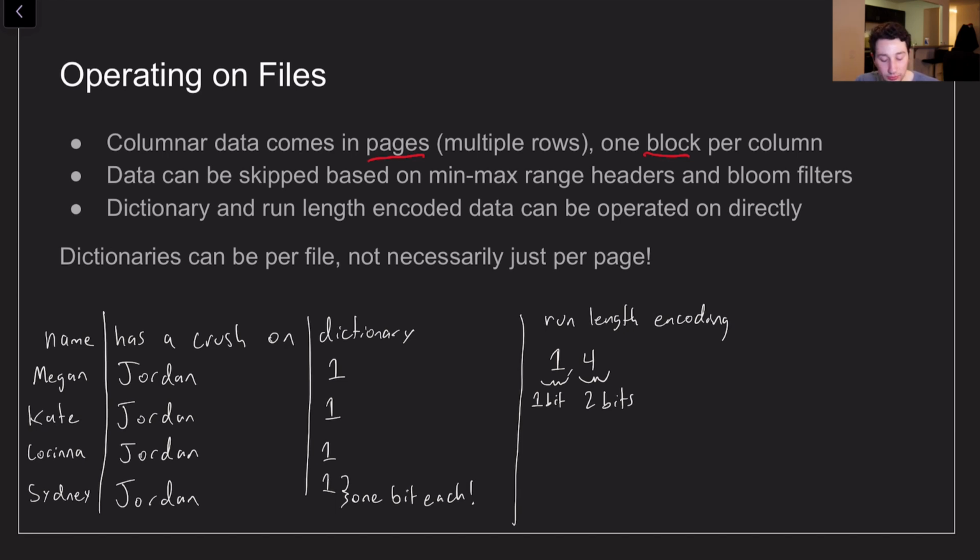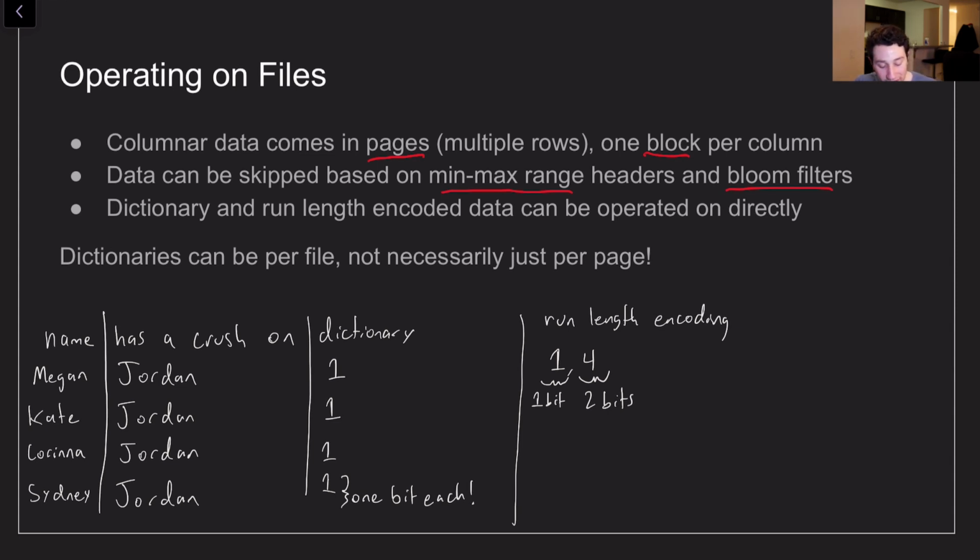So again, we do plenty of data skipping when possible, which is basically, we have this metadata per column, with things like min-max headers and also Bloom filters, which is going to allow us to skip as much data as possible and process fewer rows. Similarly, we are going to be doing things like dictionary and run length encoding, which I'll demonstrate in a second. But the idea there is that you can actually operate on dictionary and run length encoded data directly, as opposed to having to first decompress it and then operate on it.